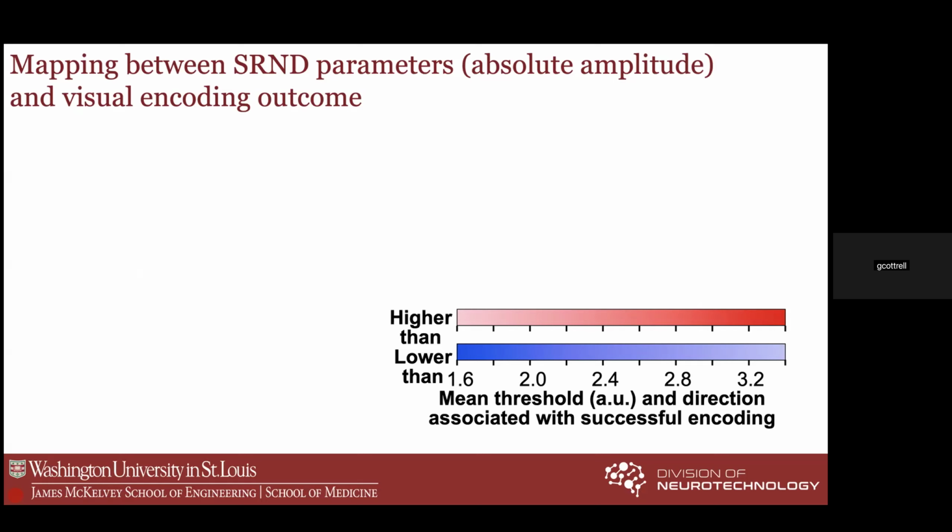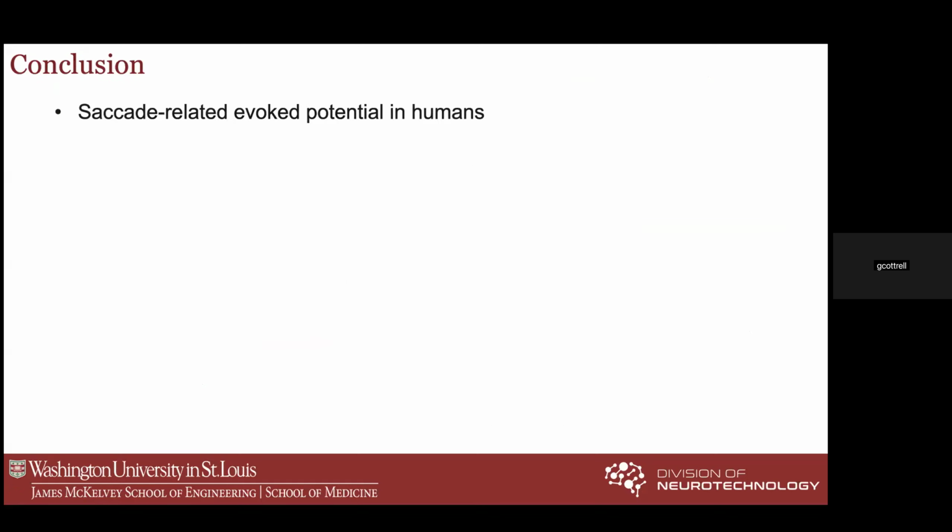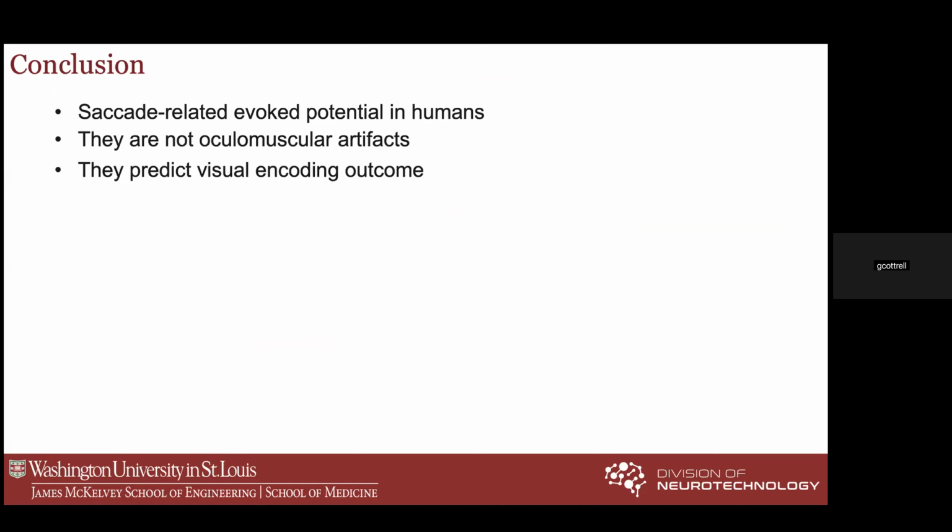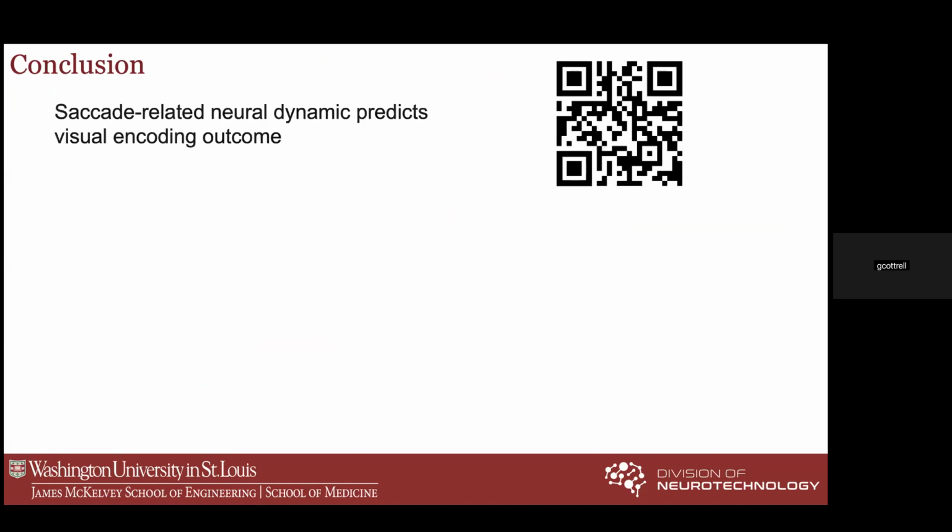Here's how it looks. So we found in general, higher evoked potential amplitude is associated with successful encoding, and this is particularly true across the frontal, parietal cortices and thalamus. So to sum up, I show Saccade-Related evoked potentials in humans. I demonstrate that they are not ocular muscular artifacts, and I show that they predict visual encoding outcome.